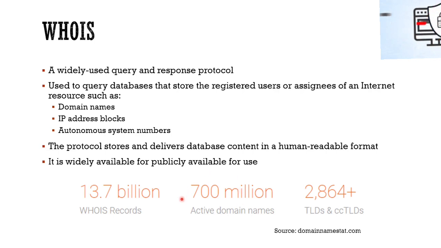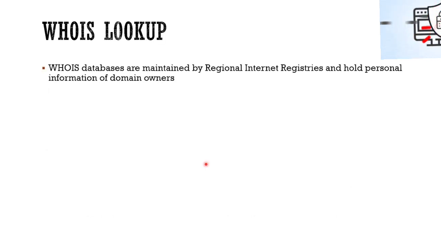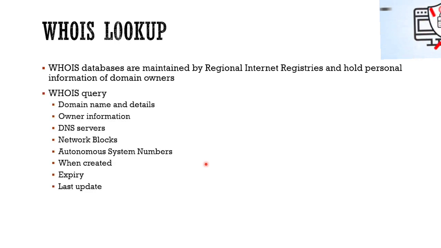When you do a Whois lookup, you are querying the database of that registrar registry. You're querying it for information about that domain registration. You can get the domain name, who's the owner, the details, the DNS servers that service it, any IP network blocks, autonomous system numbers if they exist. When was this registration created? When will it expire? When was it last updated? And it's really good for both ethical and unethical purposes.